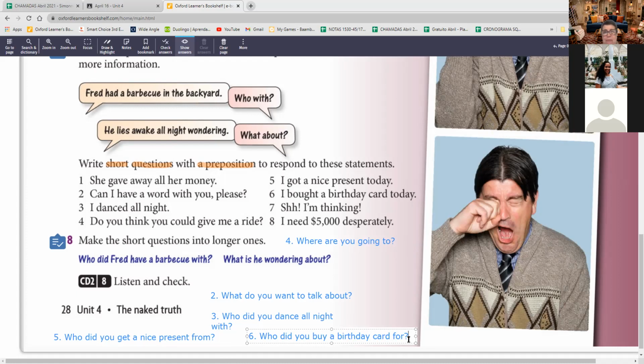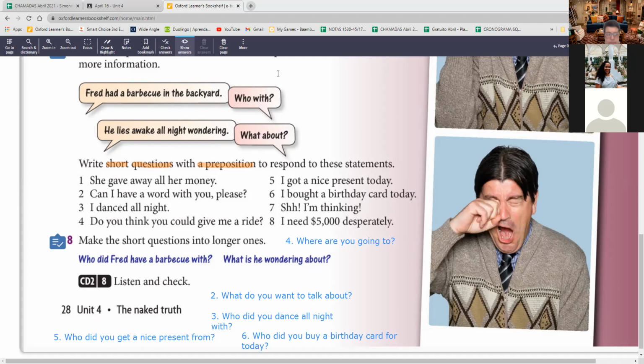All right. Maybe in the answer, they will include the word today. So you can say, who did you buy a birthday card for today? Usually the adverb of time comes in the end. So here you could put today, right? But it's easier and more common to not repeat the word today and just put, who did you buy a birthday card for? That's okay, right?